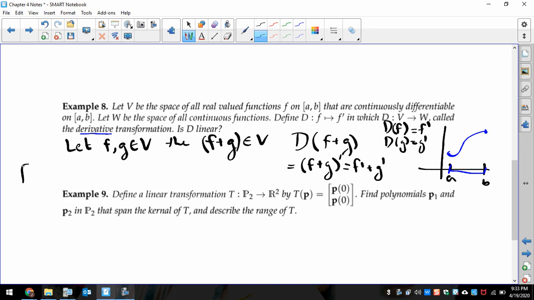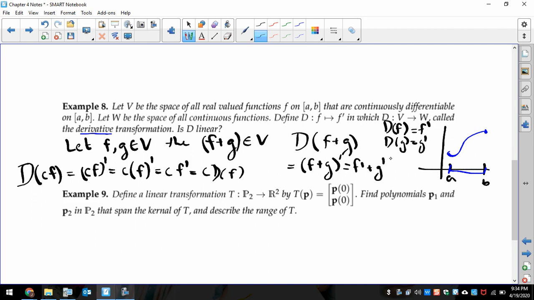Well, what about scalar multiples? What if I have d of cf? Well, if this is some polynomial, you can just pull the constant out of the derivative. If this is cf prime, we know that the constant out in front of a derivative doesn't change the derivative itself. It's just going to be f prime. So this is cf prime, which is just c df.